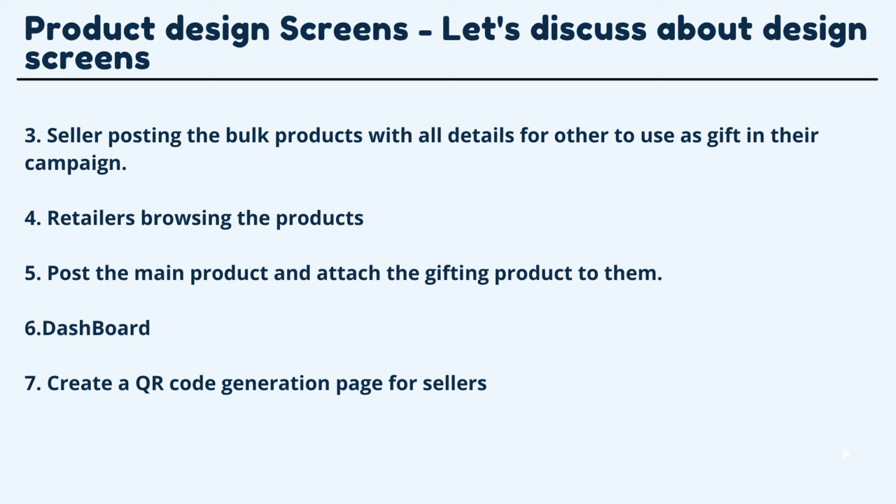And the seventh one is to create a QR code generation page for the sellers. Here the sellers means the retailers who are creating the campaign. So they should have the QR code, where they will generate the QR code and keep it in the shop, browse in the shop itself. Anyway, the entire functionality will cover creating the QR code for the customers to get their promotional gifting. So this is all about all the screens.